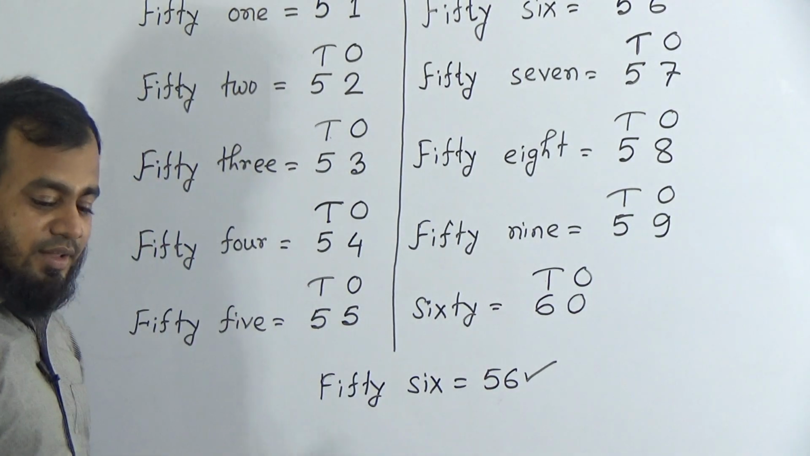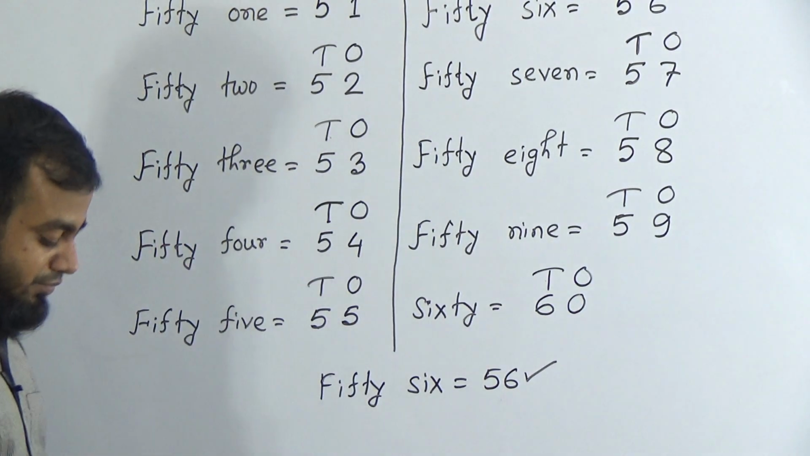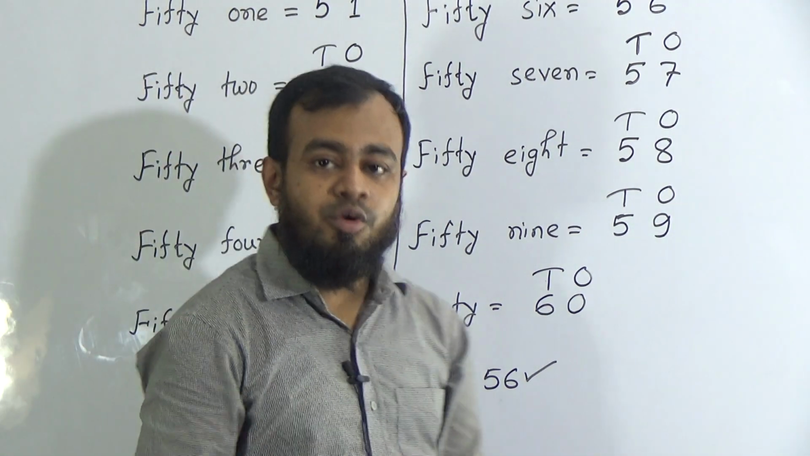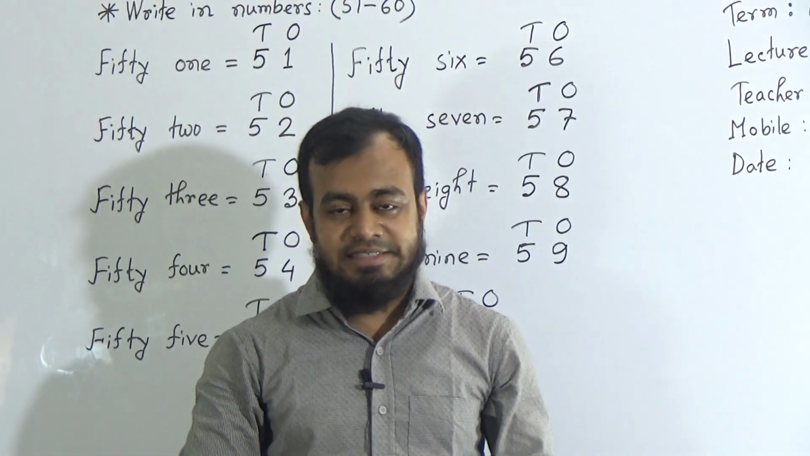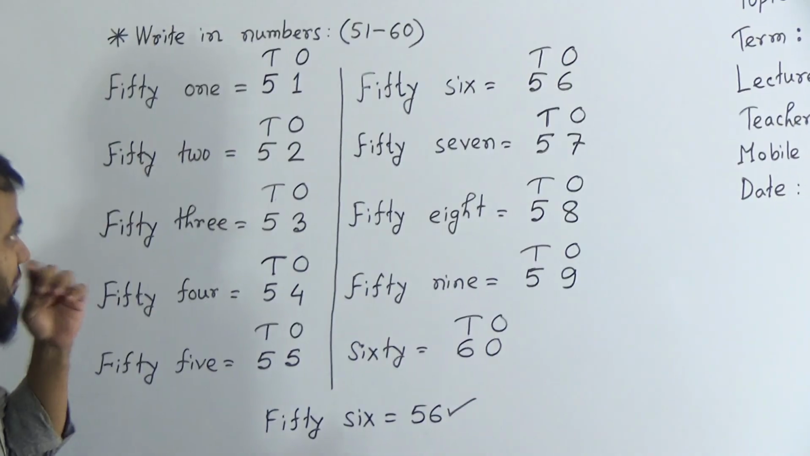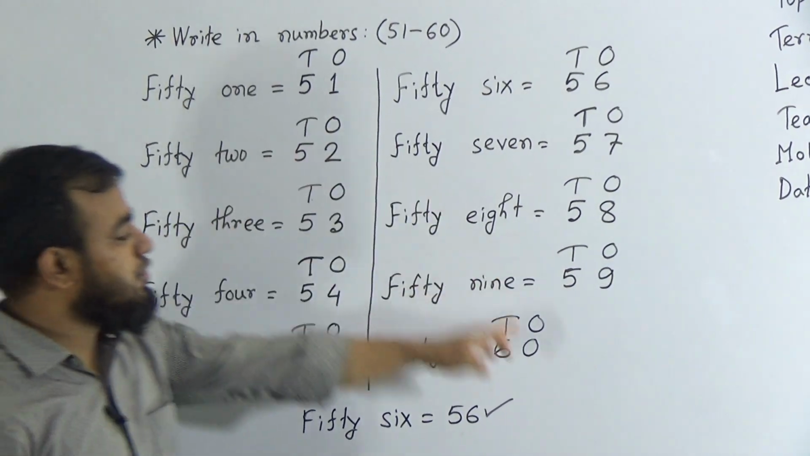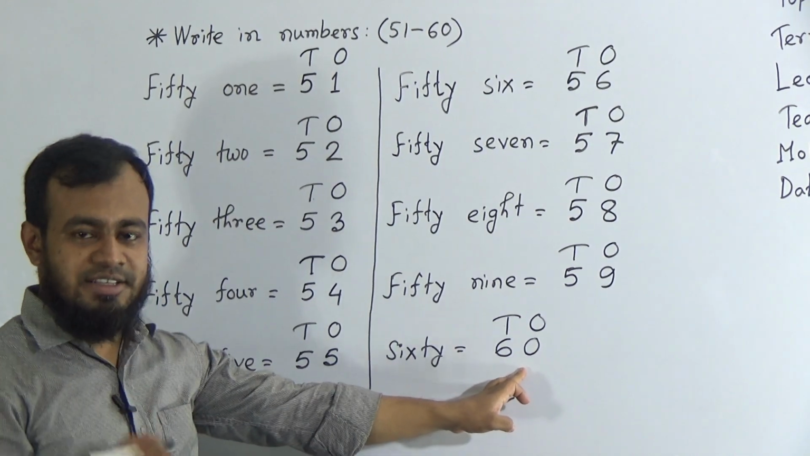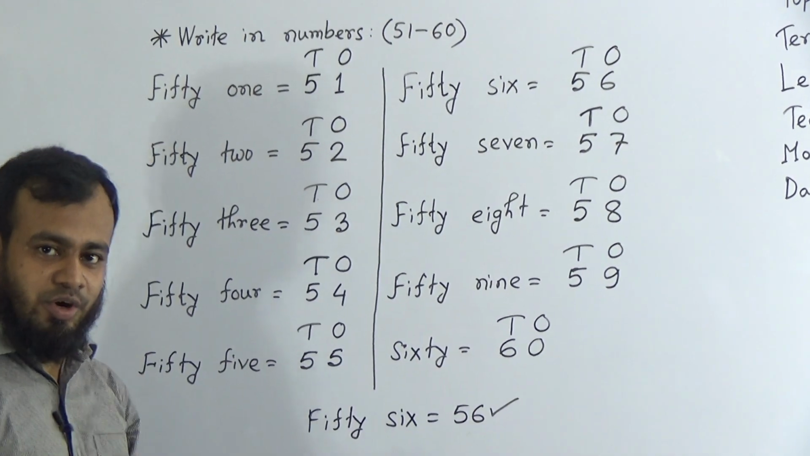I think you have understood my today's lecture. You have a homework, and your homework is what? Your homework is the same as our CW. That means you need to write down from 51 to 60 in your HW copy. This is your homework task.